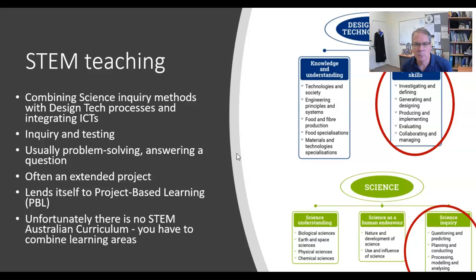Now, STEM is really combining technology here. And what I've tried to illustrate here is that the process and production skills of technology and the science inquiry skills are your overlap points. You might have some overlap here in terms of food and fibre, which might relate to your biological sciences and the food specialisation, for example. Materials and technology might relate to some of your physical and chemistry ones. Engineering might be likewise. But so there's some overlaps. But the process I'm illustrating here combines those two things.